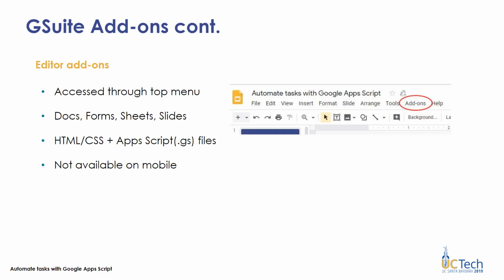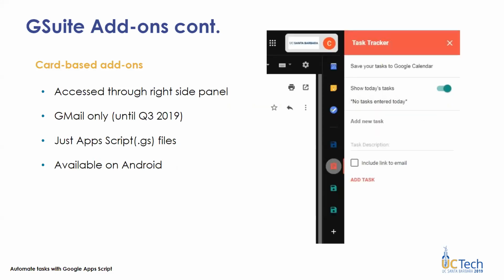And so the second option is card-based add-ons. And right now, these are only available for Gmail. That's going to be changing in Q3. Google is going to be releasing G Suite wide add-ons. So you can install one add-on that will, if they enable it, run across the G Suite application environment. So you can install DocuSign and it'll work in your Gmail and it'll work in your Docs and Sheets.